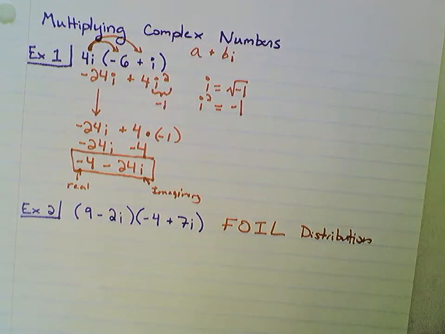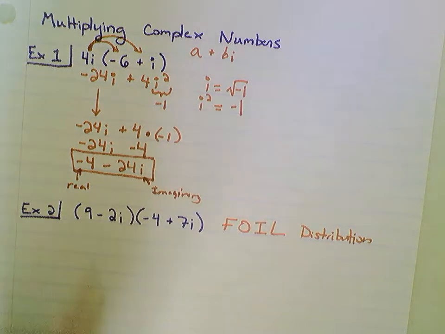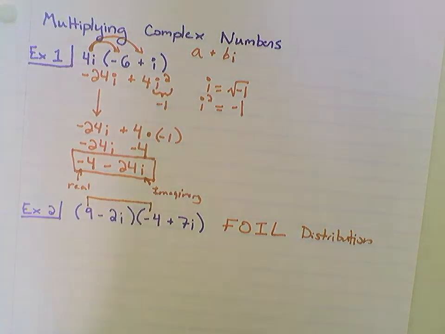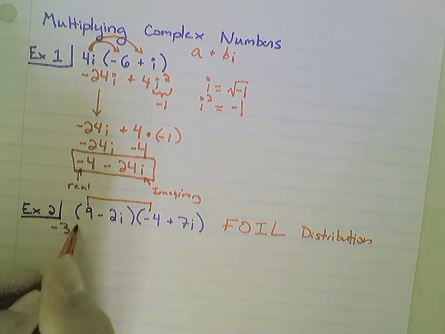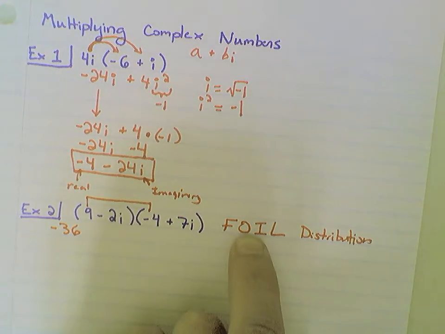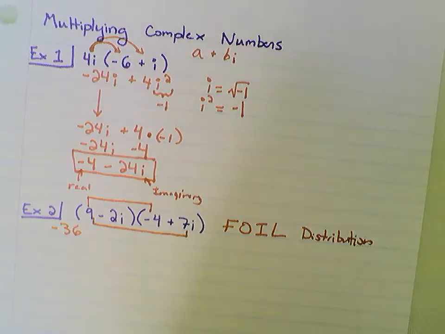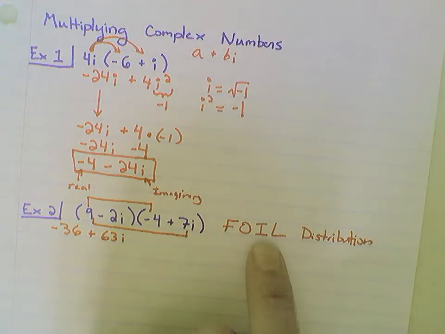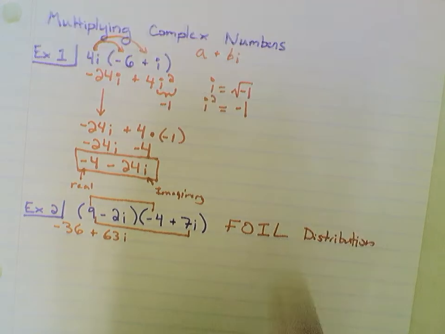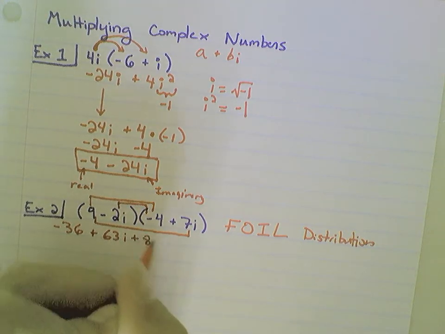Okay, so in this case, if I want to use FOIL, the F stands for taking the first term times the first term. So in this case, that's going to be me taking 9 times a negative 4. Well, if I multiply 9 times negative 4, I get negative 36. And then I move over to the O. The O stands for taking the outer terms multiplied together. Well, in my case, that's going to be 9 times 7i, or plus 63i. I then take the inner terms and multiply them together. So in this case, it's going to be negative 2i times negative 4, which is a plus 8i.